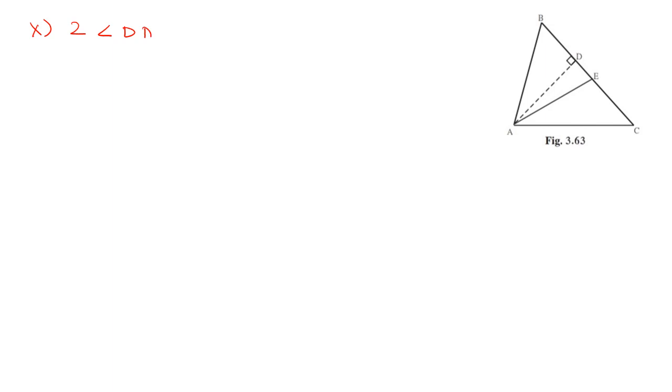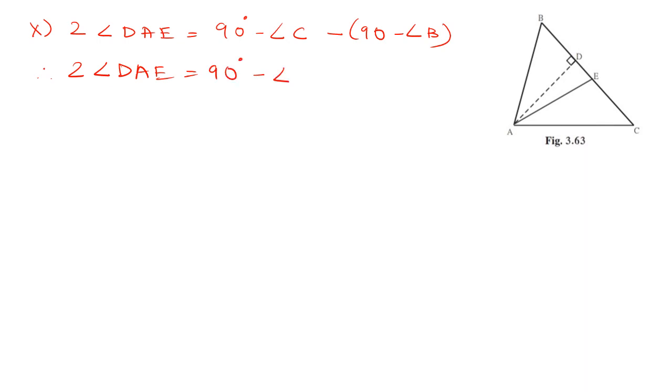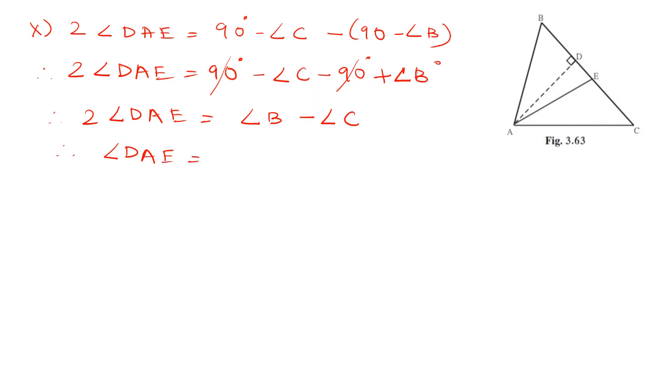So twice angle DAE is equal to 90 degree minus angle C minus 90 degree minus angle B. Okay, therefore twice angle DAE is equal to 90 degree minus angle C, when you open the bracket it becomes 90 degree plus angle B. So this 90 and 90 get cancelled, so you are left with twice angle DAE is equal to angle B minus angle C. Therefore this 2, here it is getting multiplied, when it comes on the right hand side it will get divided, so angle DAE is equal to half of angle B minus angle C.